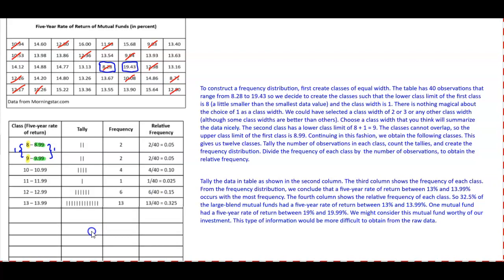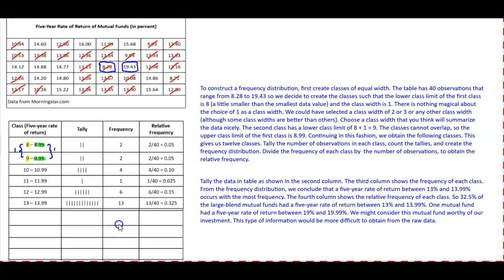The next class limit is 13 to 13.99. So let's take a look at that. We have 1, we have 2, 3, 4, 5, 6, 7, 8, 9, 10, 11, 12, and then 13. So we tallied 13, so we got 13 as the frequency, and 13 divided by 40 gives us 0.325. Okay, let's go a little further.